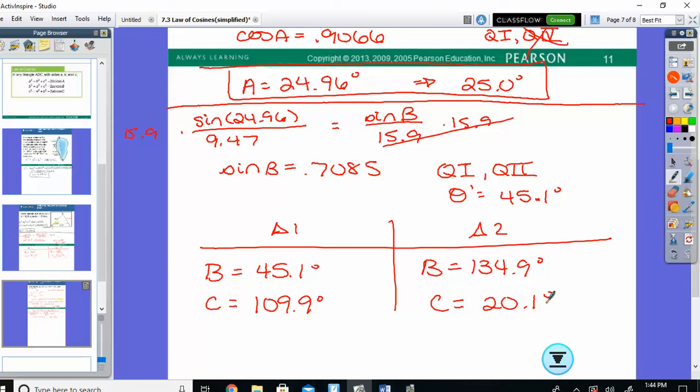Okay, so we got two options. We have to figure out which one is accurate. If I look at my original, which side is the biggest? C. So C has to be the biggest angle. So that tells me the second triangle I have doesn't work, and the first one is my answer.